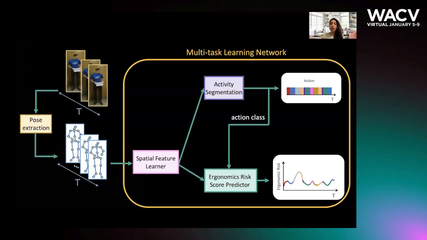In the multitask learning with embedding, we fuse the action classes to the spatial features that are the output of the graph convolutional network and feed that all together to the ergonomics risk score predictor.